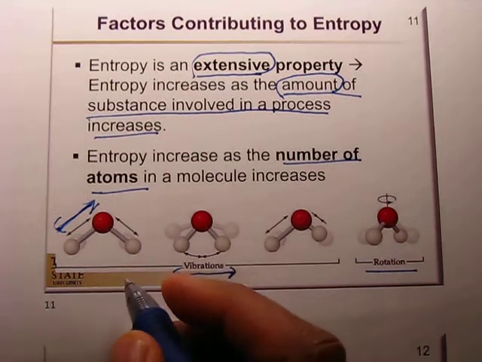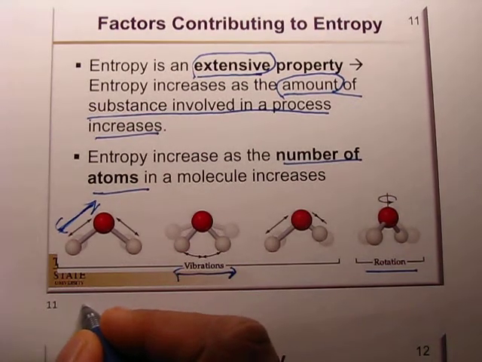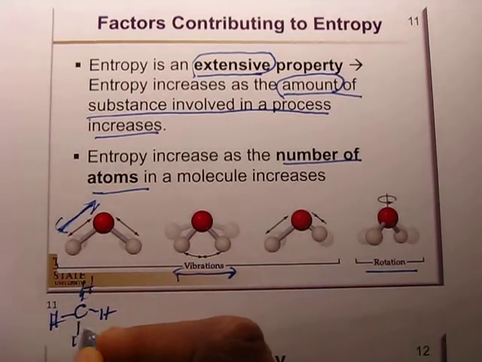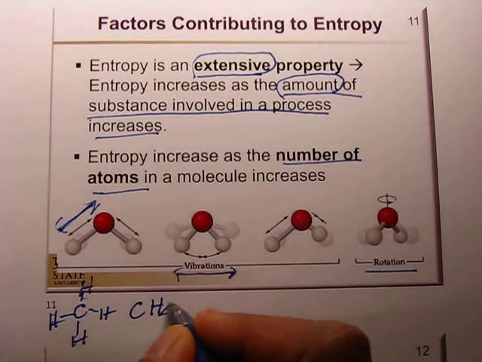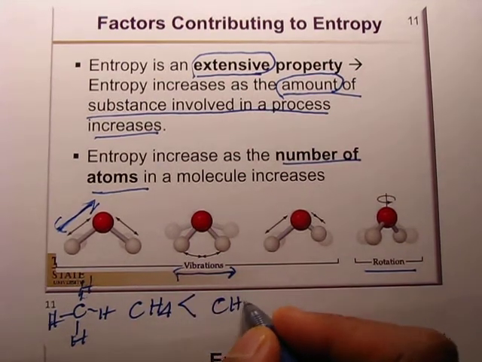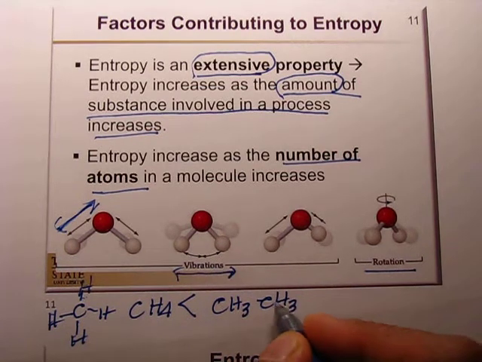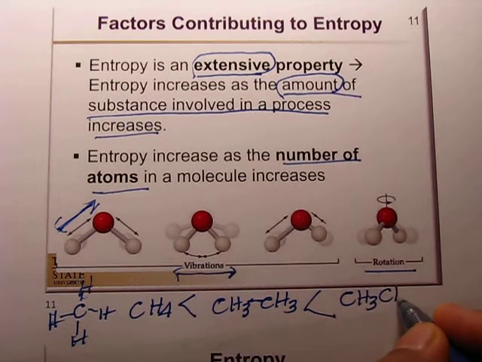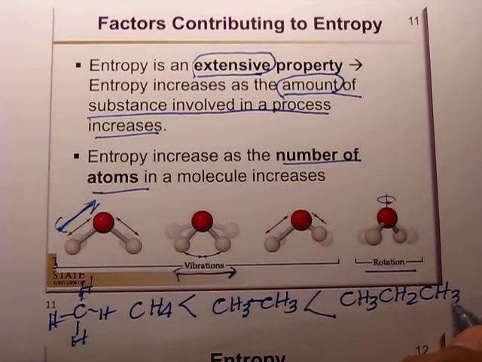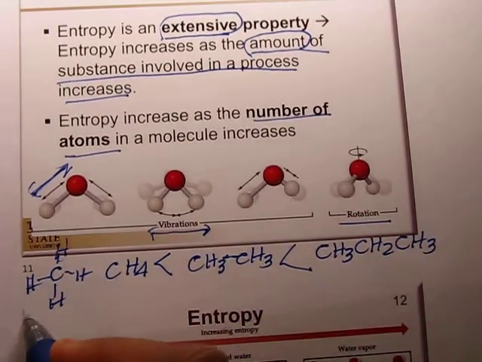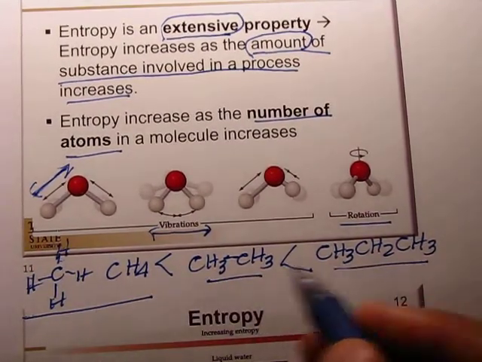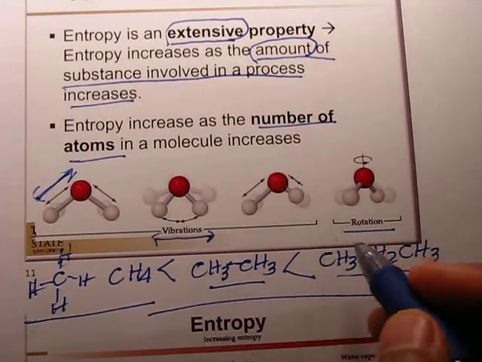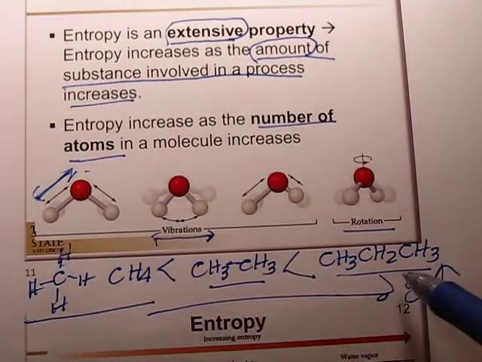Based on this, for an example, carbon attached with 4 hydrogens is methane gas, CH4, and if I compare with ethane, CH3CH3, and propane, CH3CH2CH3, if I compare these 3 molecules, methane, ethane and propane, entropy is increasing here. So why? Because the number of atoms is increasing in the molecules.